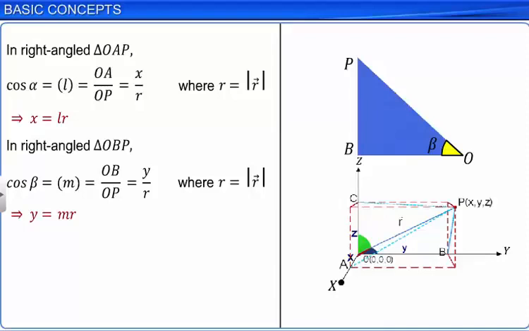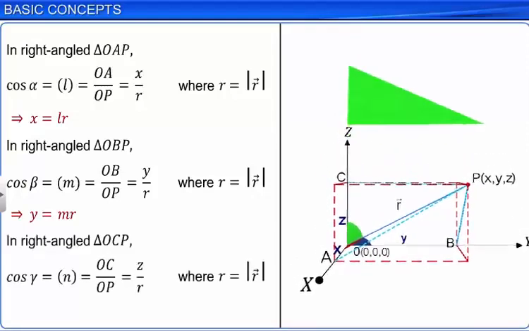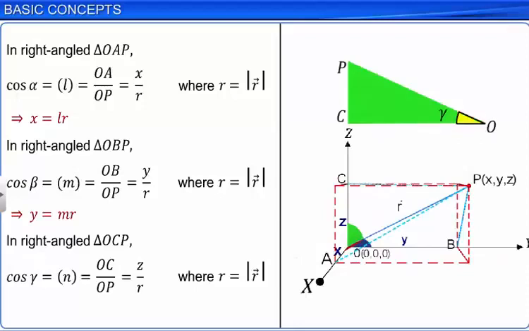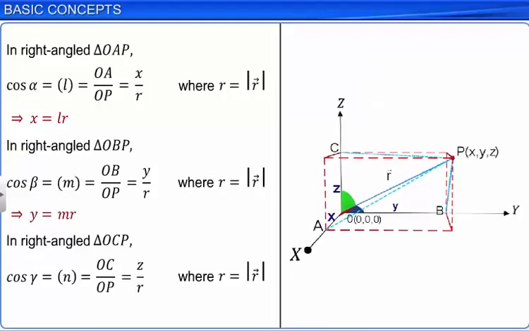Similarly, in right-angled triangle OCP, cos gamma or direction cosine n is equal to OC upon OP or z upon r. Again, this implies that the z-coordinate of point P is equal to the product of direction cosine n and r, which is the magnitude of position vector OP.